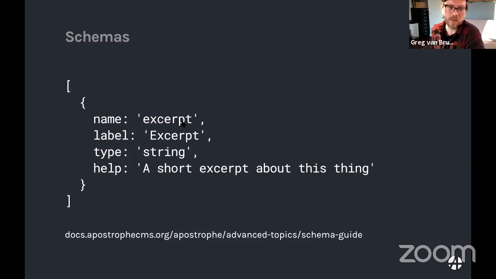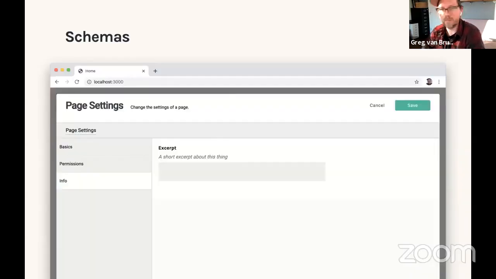So in this example, I'm basically just creating an excerpt field. Name is the thing that gets stored. Label is what is displayed to the user. The type is the type of schema that I'm going to use. I'm just going to use a string, and I'm going to provide some additional help text for the author so that they can know a little bit more about this. And by using this basic simple example, on the back end, I could generate basically this field here.